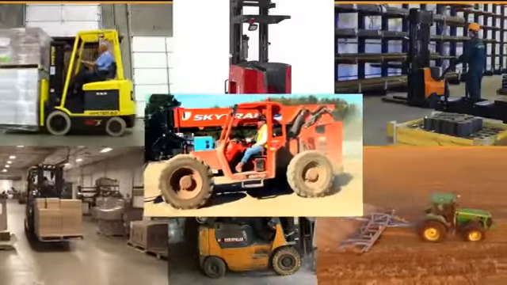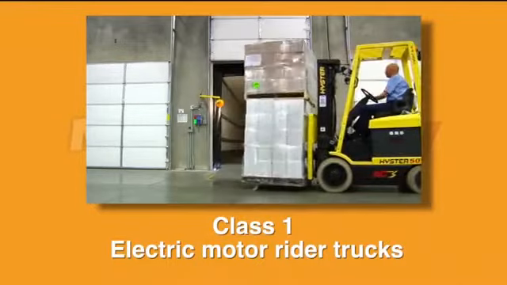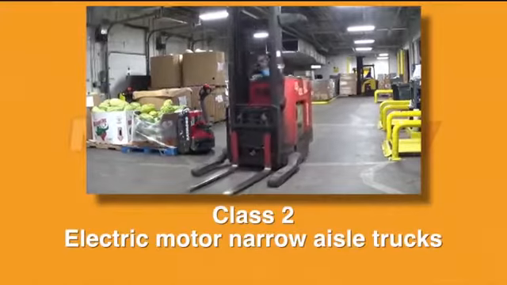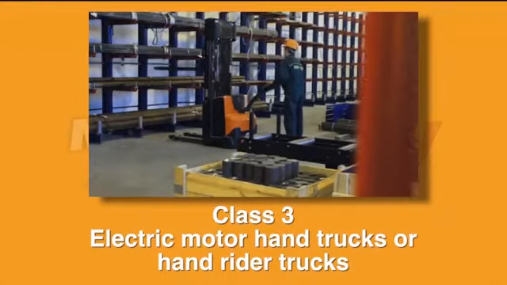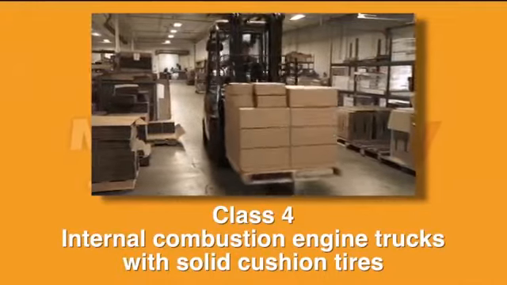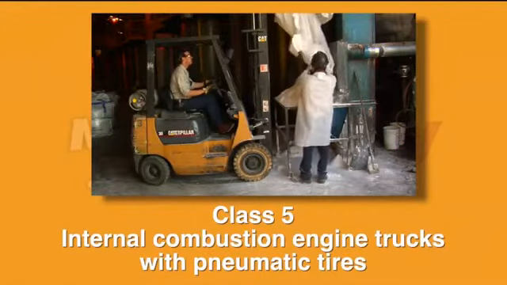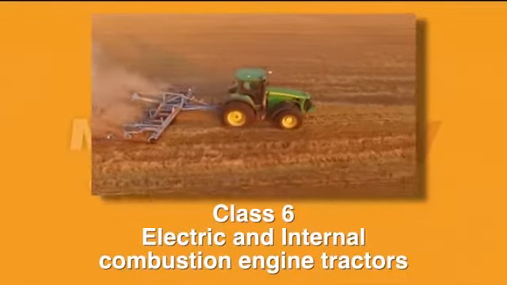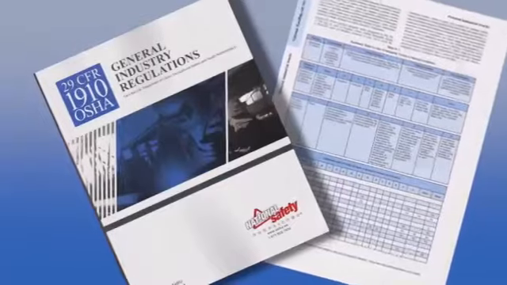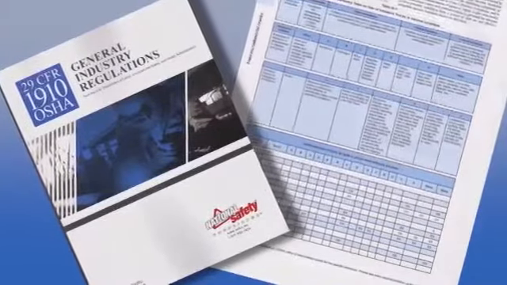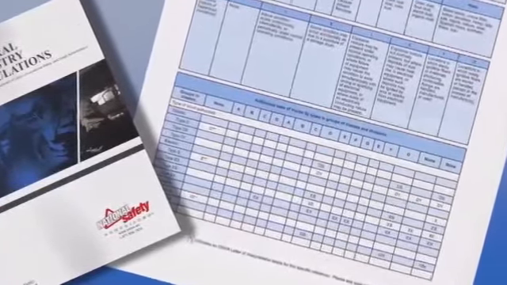Forklift types. There are 7 classes of commonly used powered industrial trucks, which include Class 1, electric motor rider trucks; Class 2, electric motor narrow aisle trucks; Class 3, electric motor hand trucks or hand rider trucks; Class 4, internal combustion engine trucks with solid cushion tires; Class 5, internal combustion engine trucks with pneumatic tires; Class 6, electric and internal combustion engine tractors; and Class 7, rough terrain forklift trucks. This classification does not include all powered industrial trucks covered by the OSHA Standard 29 CFR 1910.178, but the most common.